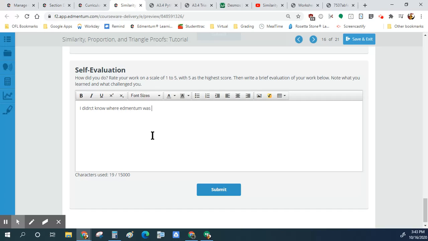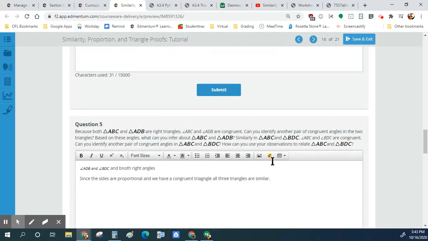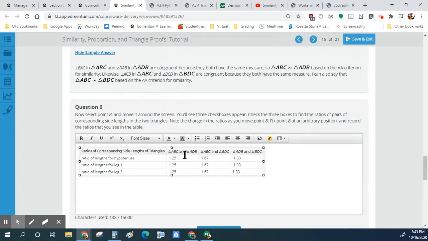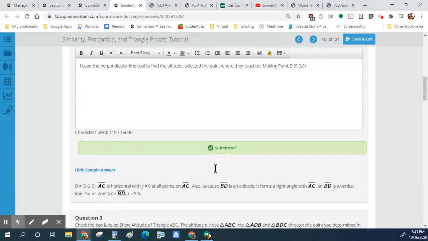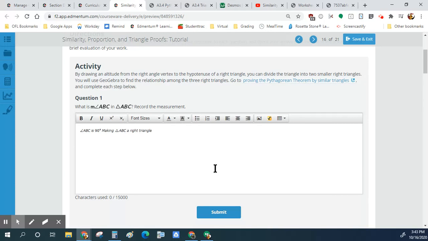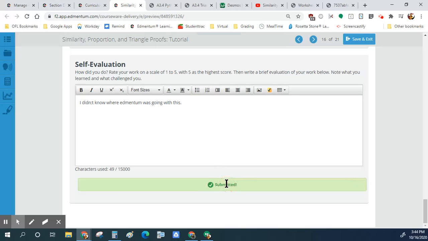I didn't know where Edmentum was going with this. Here's the thing: Edmentum really wants you to kind of fall through it on your own, but these are very abstract ideas. You can't really know that all of them are proportional, so they're all similar, unless you already know that's the definition of similarity, which we've gone over, but I feel they push the envelope on comprehension.